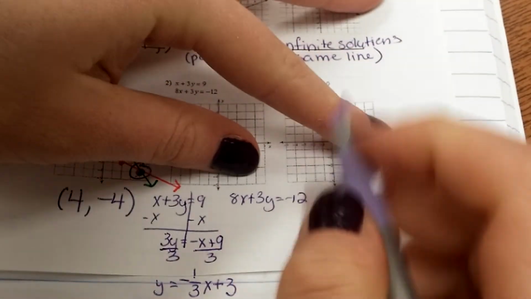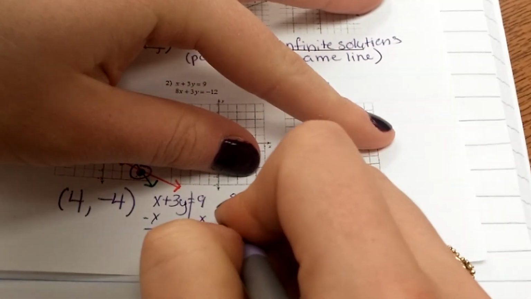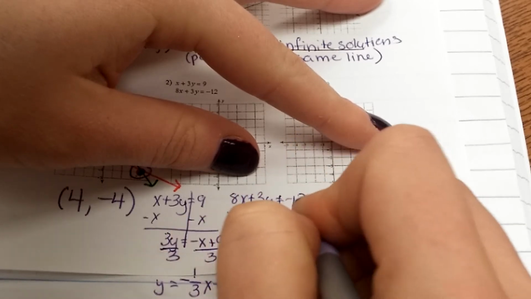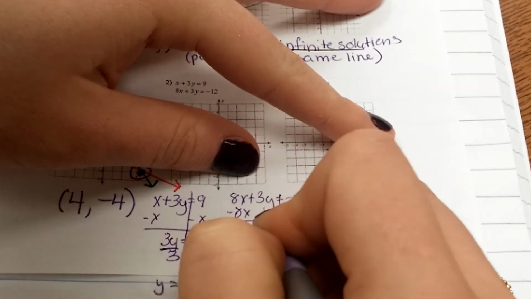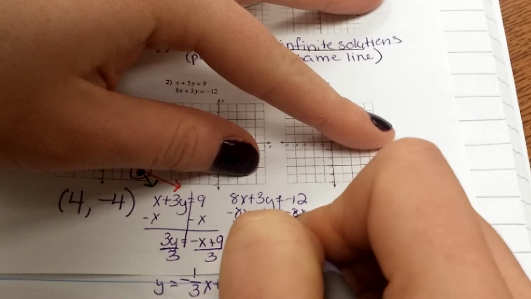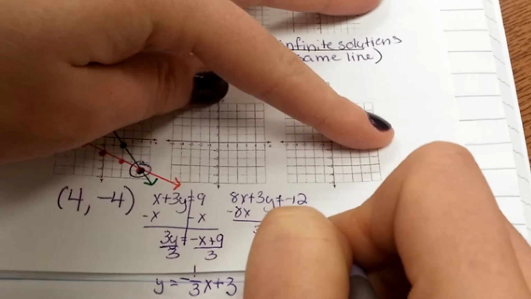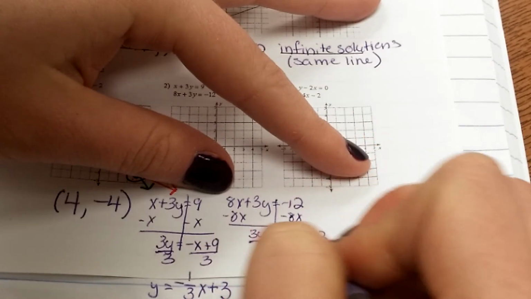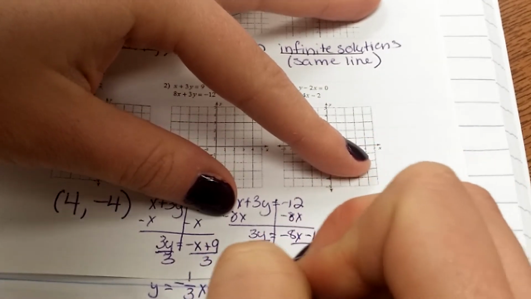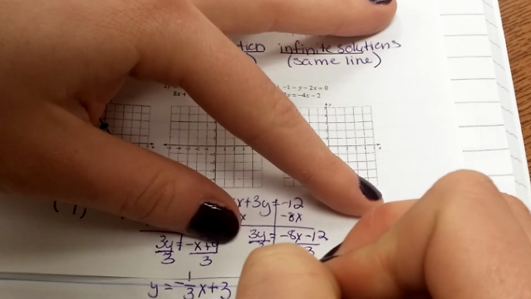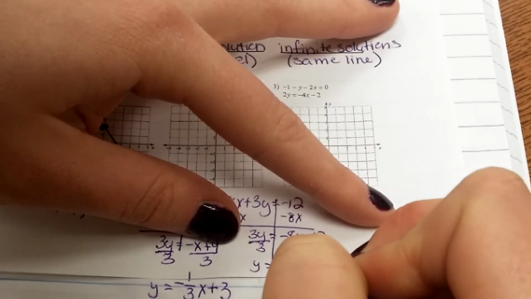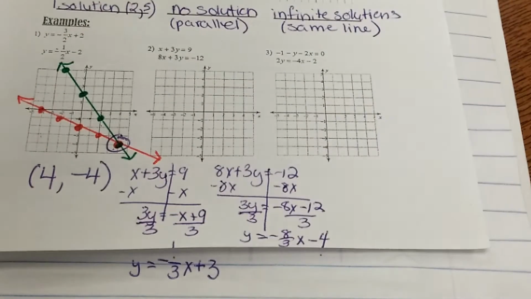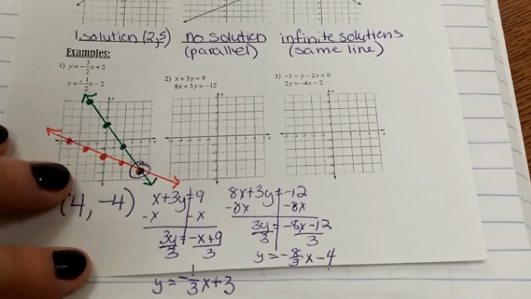Second equation, again, solving for y. So I would subtract 8x from both sides. So I'm left with 3y is equal to negative 8x minus 12. Double check, make sure you copy it correctly. Divide both sides by 3. And I have y is equal to negative 8/3 x minus 4. So now I'm set up, ready to graph.